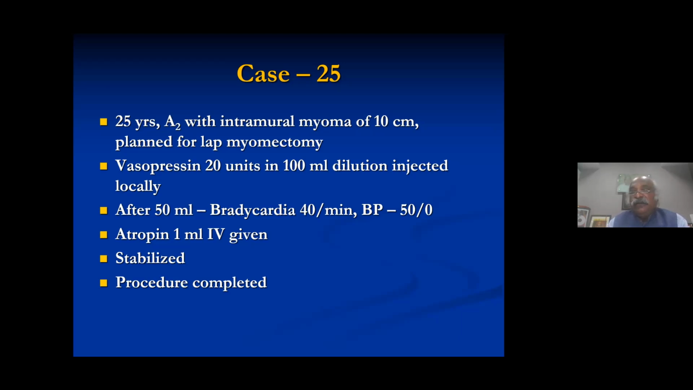Immediately, atropine 1 ml was given. Only atropine 1 ml IV was given, the patient stabilized and the procedure was completed. So vasopressin is thought to be a very dangerous drug, and the consequences can be shock in the intraoperative period.